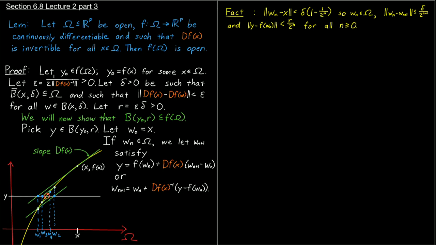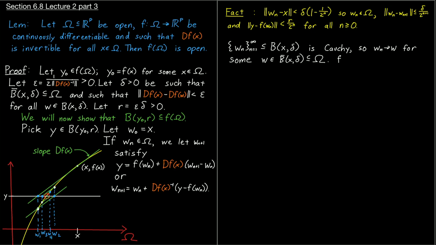Let's remember what we were trying to prove here. We've picked a point y in our thing that we're trying to claim is contained in the image, and we're trying to show that it's an f of w for some w. So we've established that Wn is a subset of the ball centered at x of radius delta, and it is Cauchy. So Wn converges to W for some W in our closed ball. This is why I wanted a closed ball, which is contained in our open set omega.